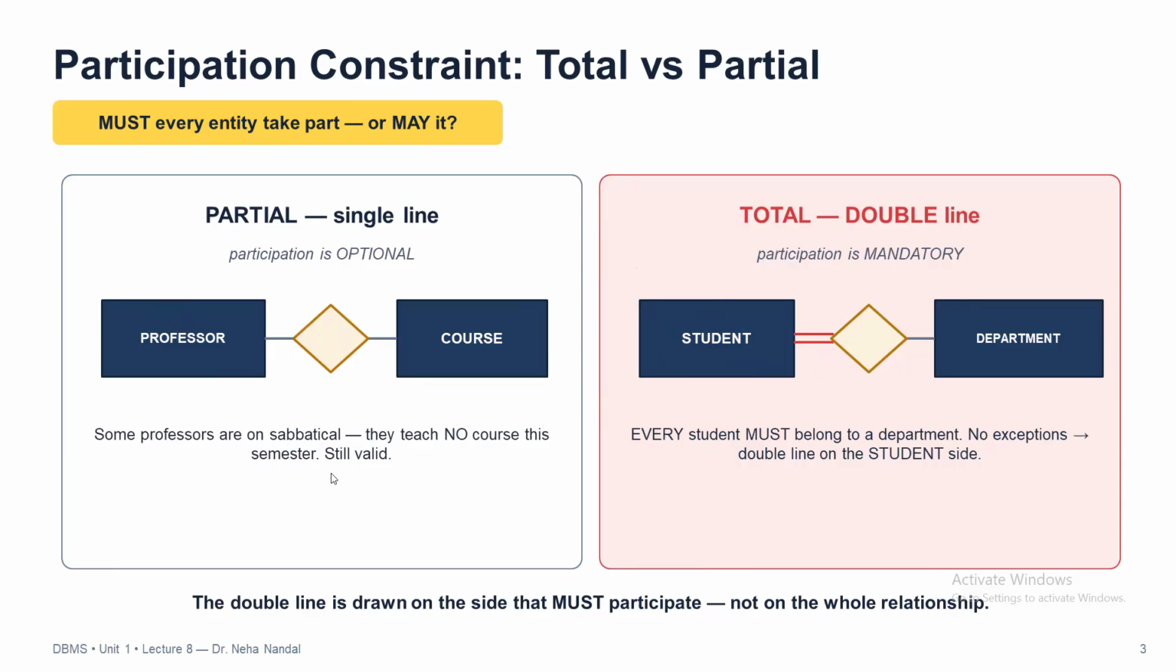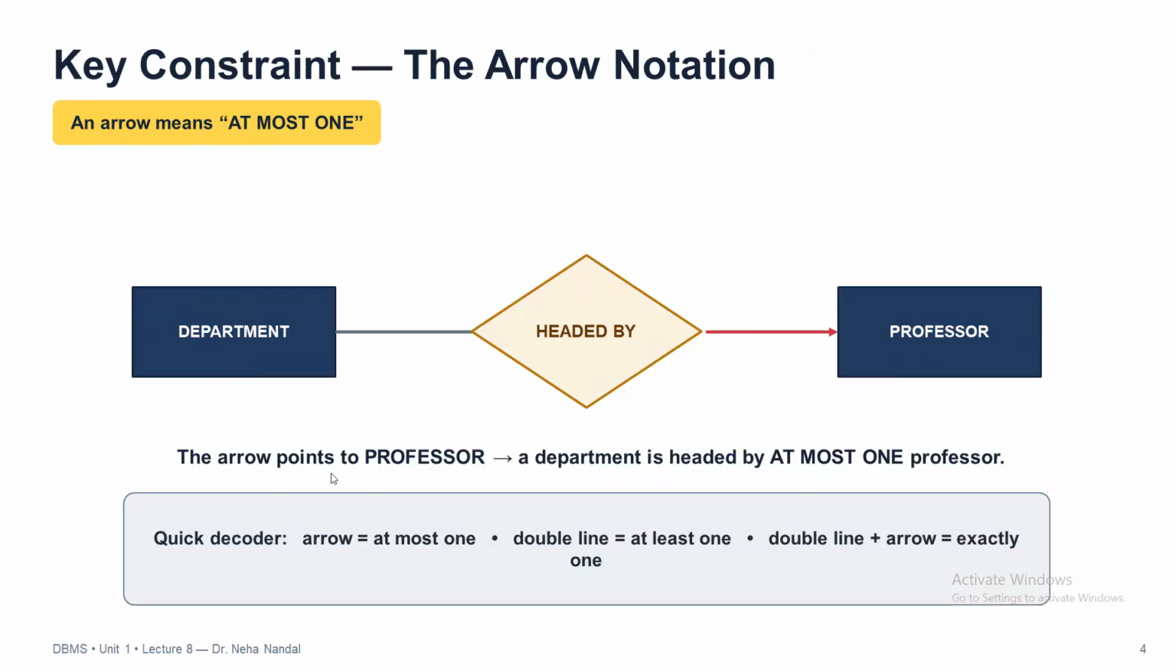Okay. So our next part of this is key constraint. Here, what is happening? That is our next second tool, and let's be very quick in this one. Sometimes we need to say at most one, and for that our ER model will use an arrow. At most one.